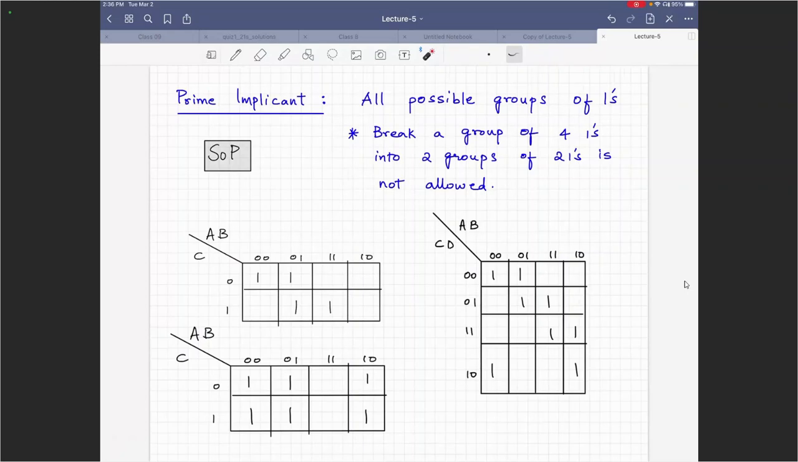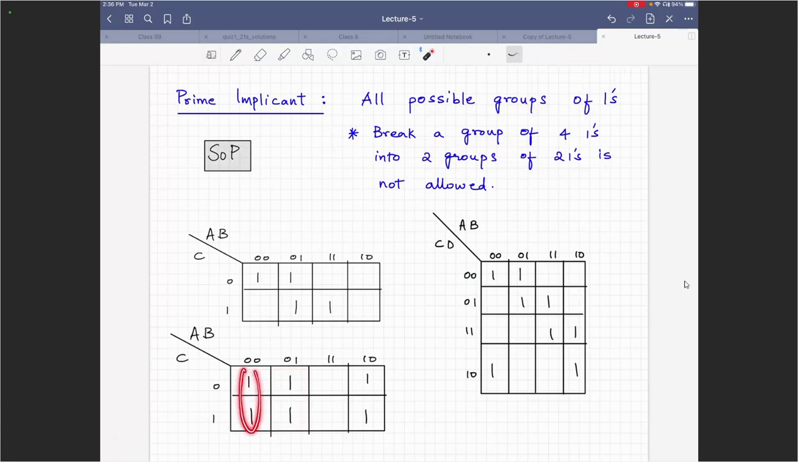So what is a prime implicant? Prime implicants are all the possible groups of ones. All possible groups of ones. Not the simplest, but all of them. What is not allowed is for you to break a group of four ones into two groups of two ones, right? So you cannot take a big group of four and then break it down into two smaller groups of two ones and call them two prime implicants. For example, you have a group of four over here. So that would be a prime implicant.